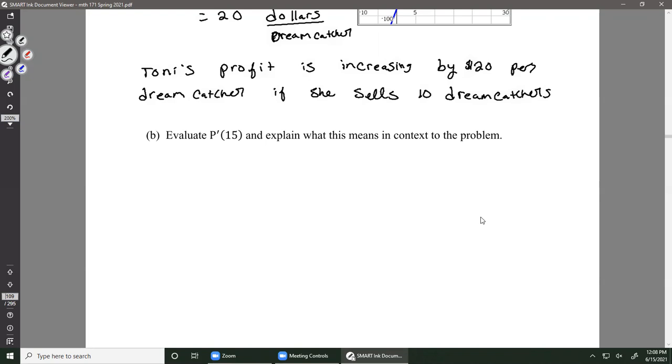So got that it's $0 per dream catcher. And I just said her profit is increasing by $0 per dream catcher. She sells 15 dream catchers. Oh, so the profit's... Yeah, so just slightly different wording.